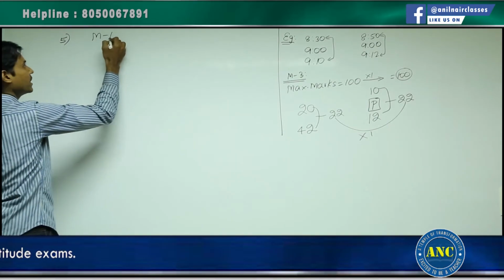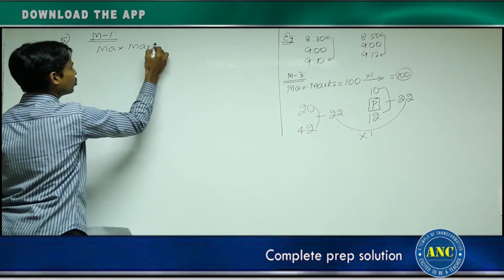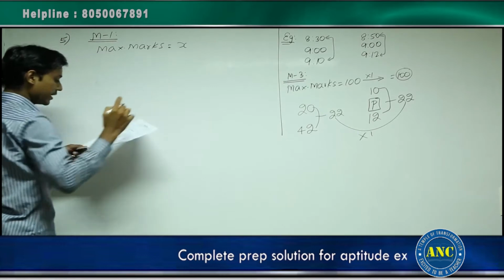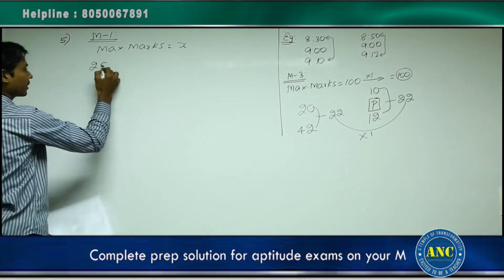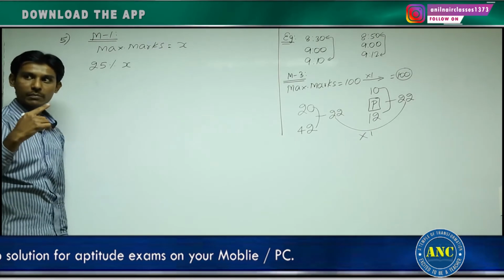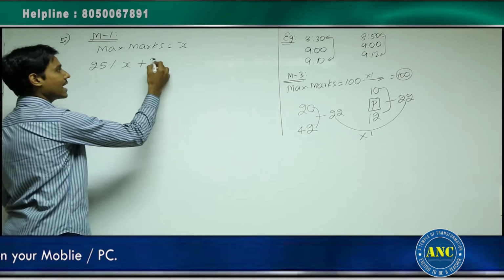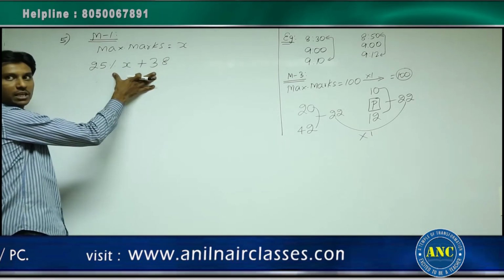If I use method 1, the variable based approach, I am assuming the maximum marks as x. The student scored 25% of x and fails by 38 marks. That means he should add the 38 to pass. So if I add this 38, this will be the passing mark.